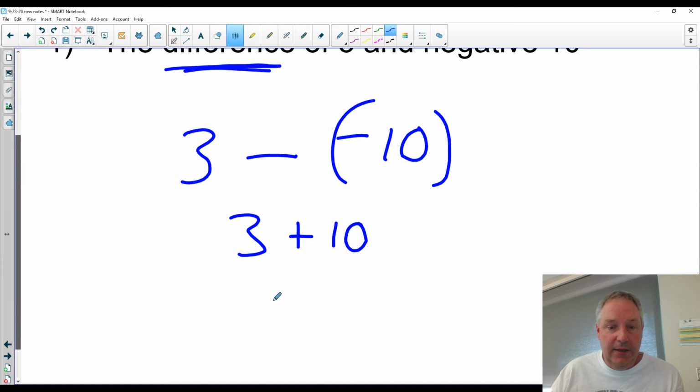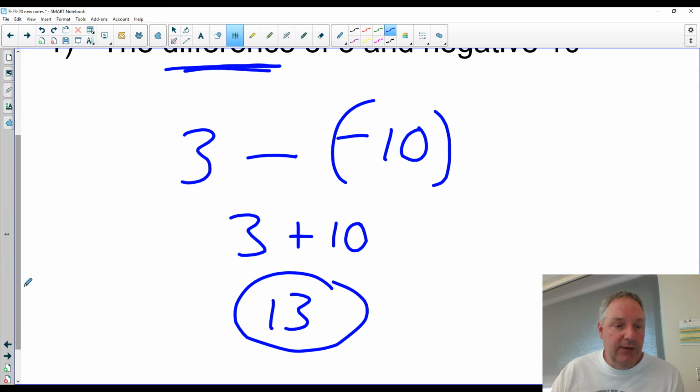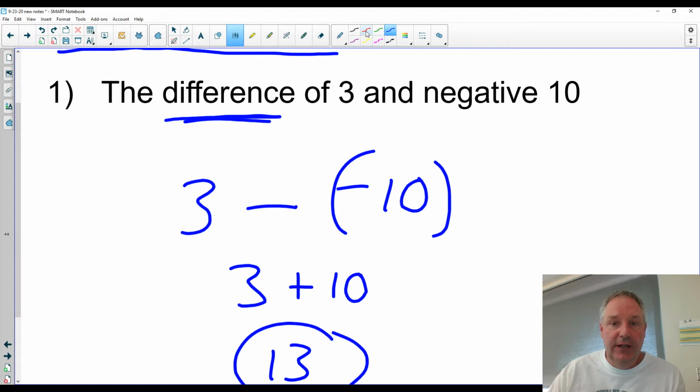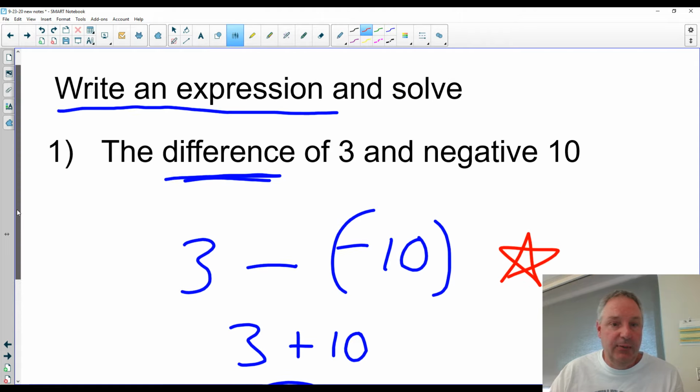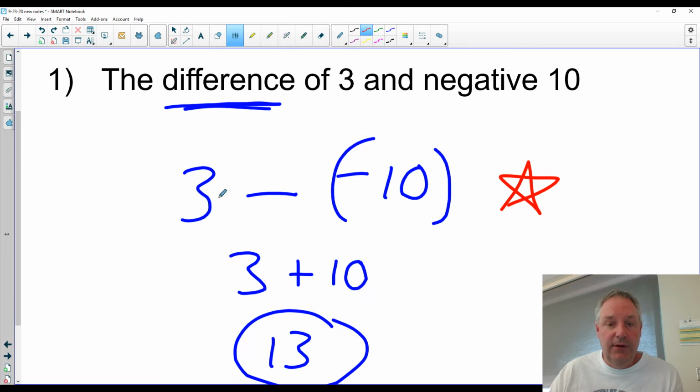One of the most important parts of this is this first line. I do need to see the original expression. That's what the directions say. Write the expression and then solve. So 3 minus negative 10 is your first step.